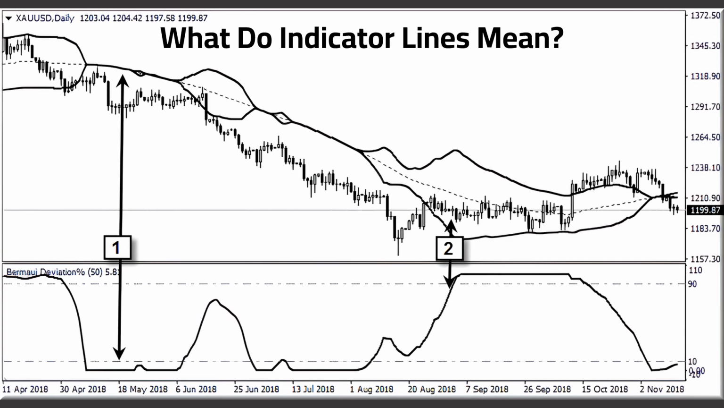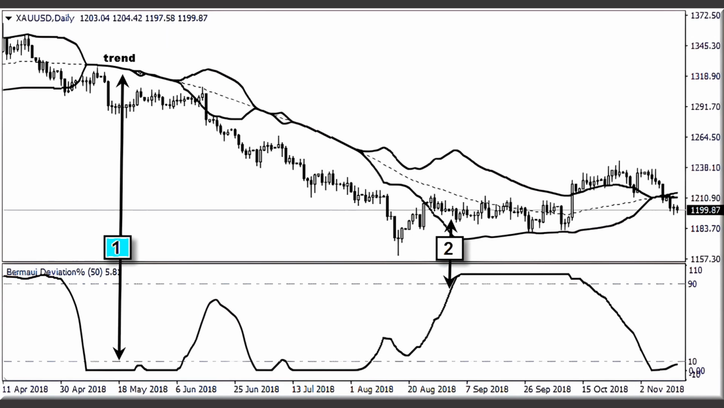What do indicator lines mean? The Berma Bands indicator consists of three lines working together. When the three lines join and move together, it is an indication of price volatility on the chart. This happens when the value of the Berma deviation percent equals 0. When the lines move away from each other, it is an indication of weak price volatility on the chart. This happens when the value of the Berma deviation percent is greater than 0. The distance between the Berma Bands lines reaches its maximum extent when the value of the Berma deviation percent reaches 100.